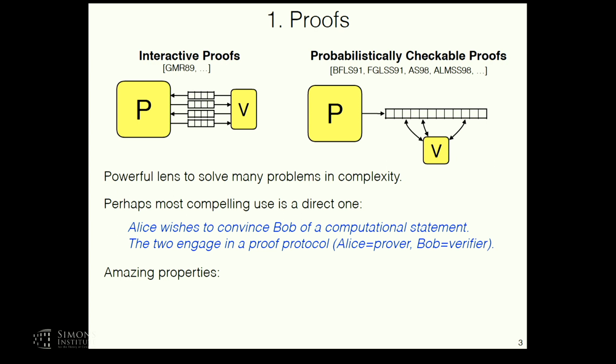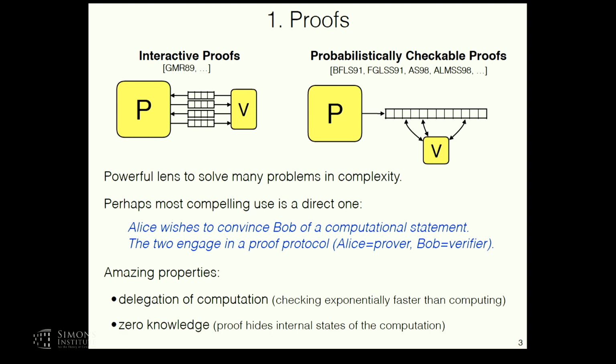Besides achieving the properties of a proof system, we know today how to achieve some pretty amazing properties. One of them is delegation of computation, where Bob can actually check a computation exponentially faster than it takes to conduct the computation itself. Another amazing property is zero knowledge, where the proof that attests to the correctness of a computation hides all information about intermediate states of the computation.